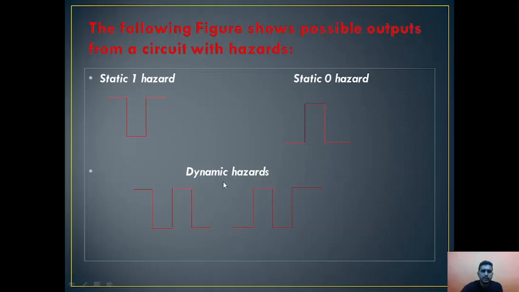The below figure shows dynamic hazards. In the first example, we need the output to change from 1 to 0, but here there are 2 steps before it changes to 0. In the second example, it needs to change from 0 to 1, but there are 2 steps before changing from 0 to 1.